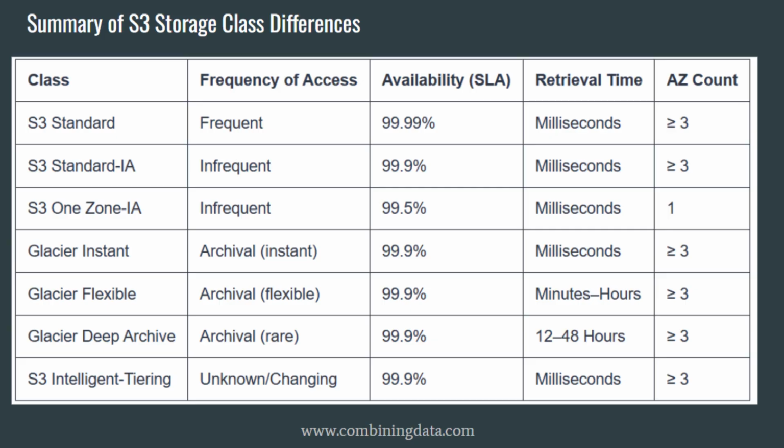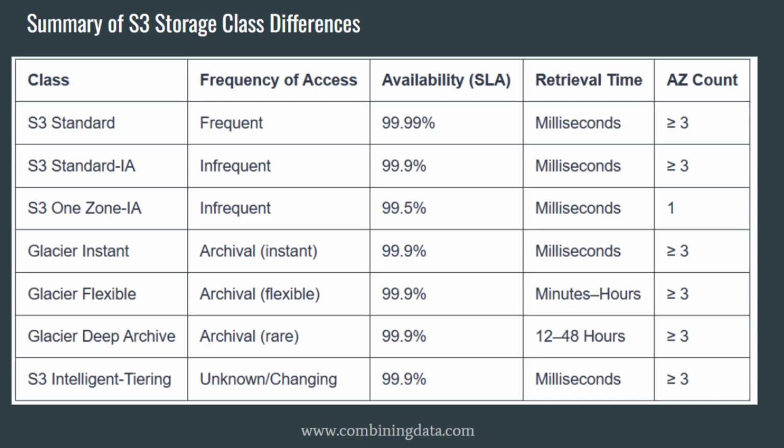S3 One Zone Infrequent Access is similar to Standard IA, but with an important difference. The data is stored in only one availability zone instead of 3 or more. This reduces costs, but also lowers availability to 99.5%. Retrieval is still in milliseconds. This class should only be used for infrequently accessed data that can be easily recreated and is not mission-critical.